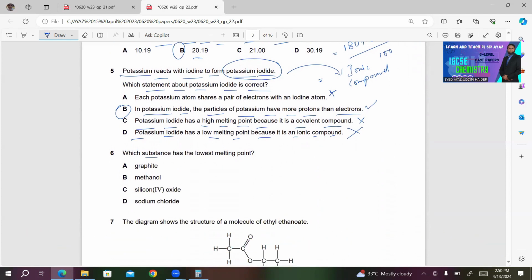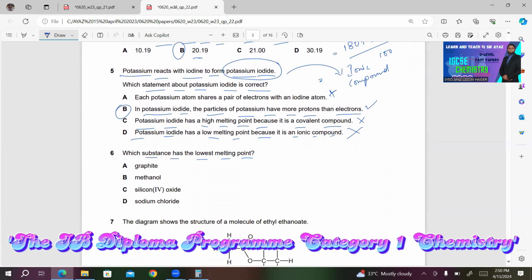Number 6. Which substance has the lowest melting point? A. Graphite. It's a giant structure. It's wrong.